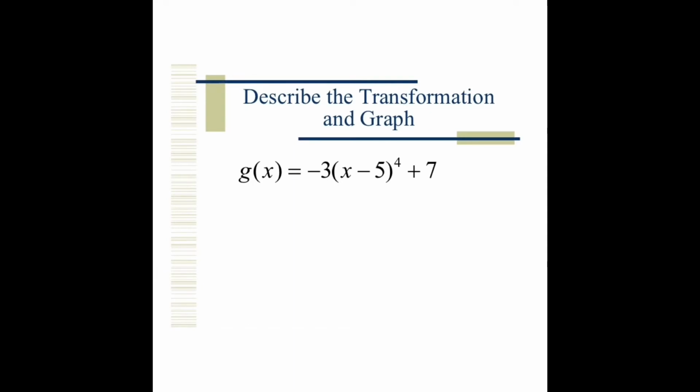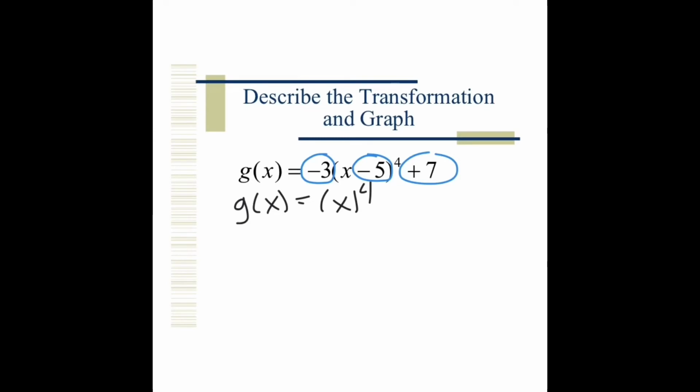The first thing we want to try and do is identify the most basic function here, which we'll call the parent function. And for that, I'm going to say would be g of x is equal to x to the 4th power. So every number added to this function is going to do some kind of change. And we're going to do it one at a time. We have a -3 that's going to do a change. We have a -5, and we have a +7. And we'll just go left to right.